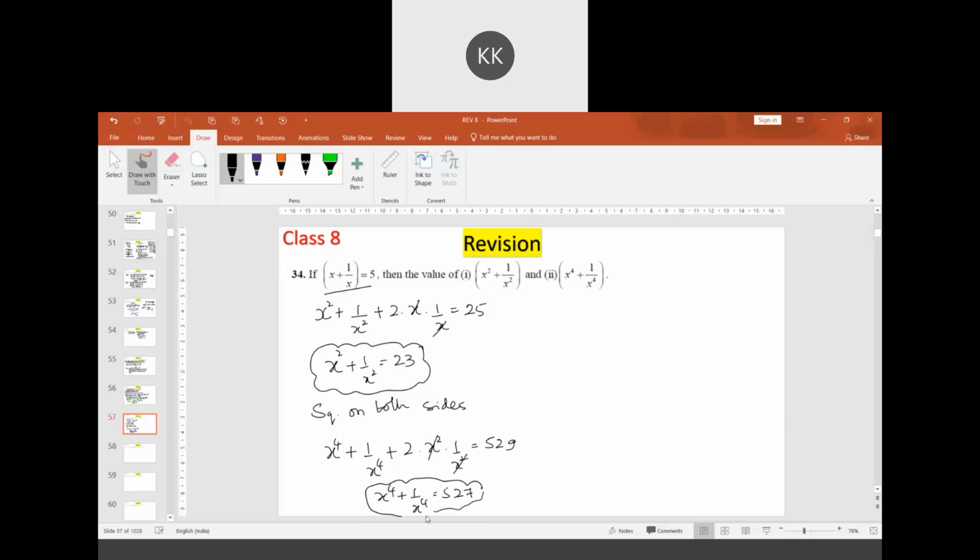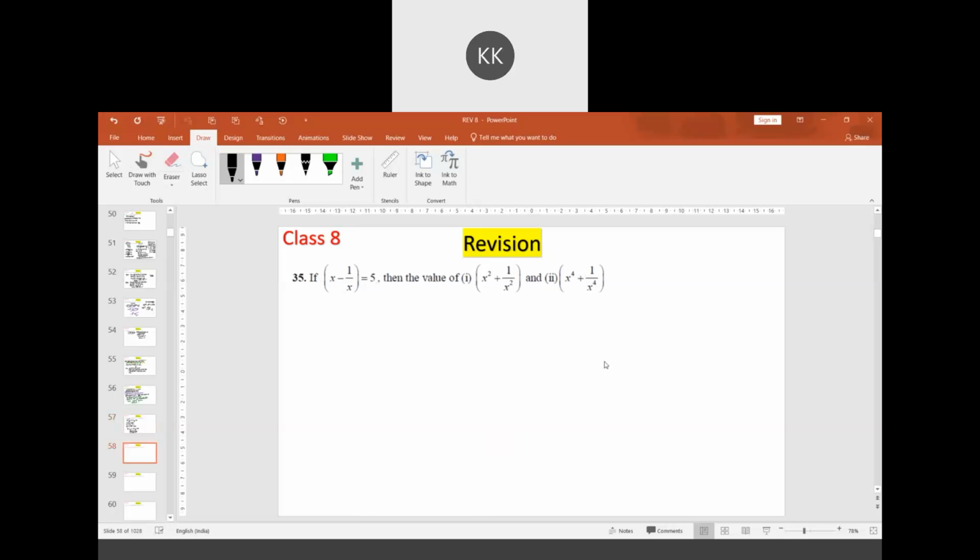Isn't it easy? Yes, sir. At once we will feel that again 2 should be subtracted. We'll think that 21 could be the answer. But we need to square on both sides. Understood? Yes, sir.